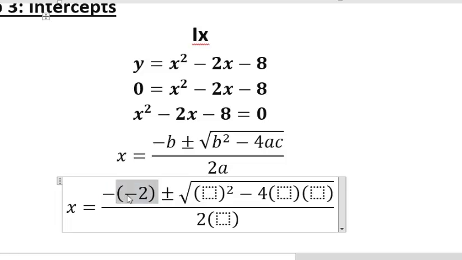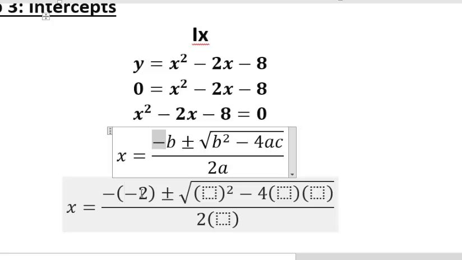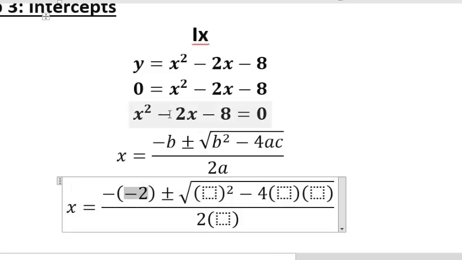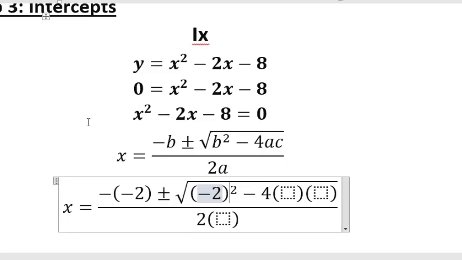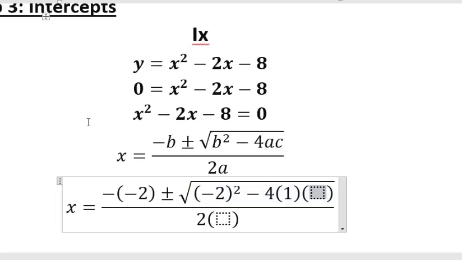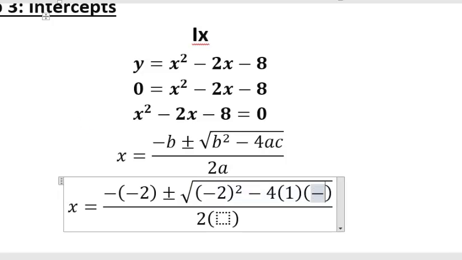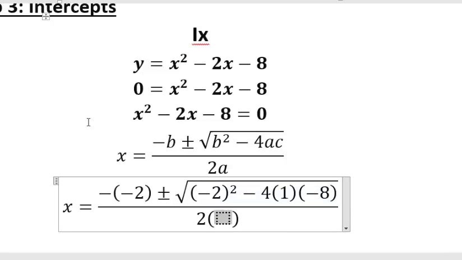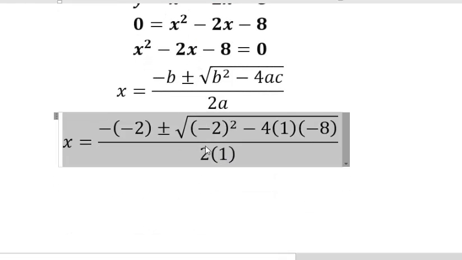Why do you put two negatives? Because the first negative is from the formula. The second negative is because the number is negative 2. Then instead of b, I put negative 2. Instead of a, I put 1. I already told you, invisible 1. Instead of c, I put negative 8. And instead of a, I'm going to put 1. Okay, so that's basically the idea.